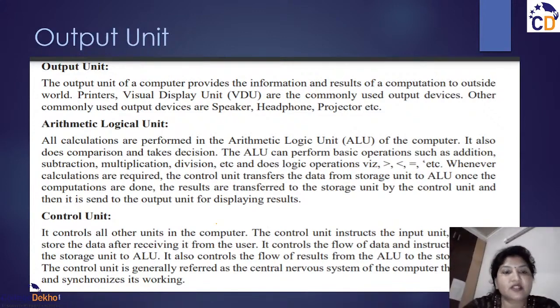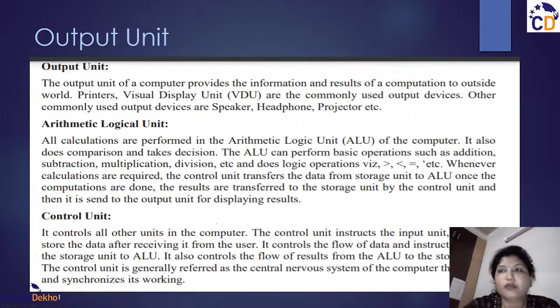Whenever calculations are required, the control unit transfers the data from the storage unit to the ALU. Once the computations are done, the results are transferred to the storage unit, and then by the control unit, they are sent to the output device for displaying the results, right?